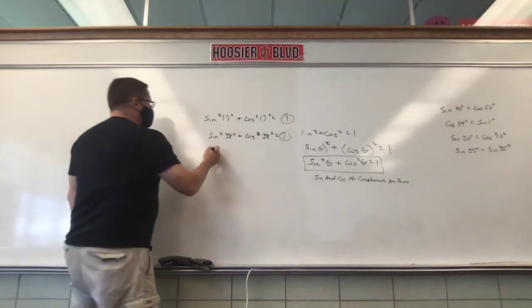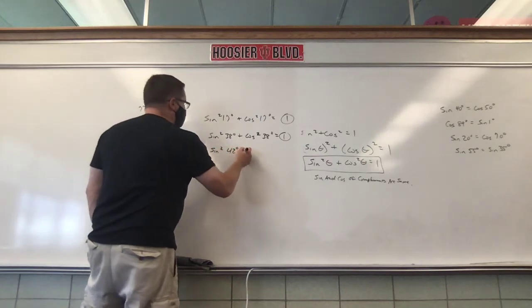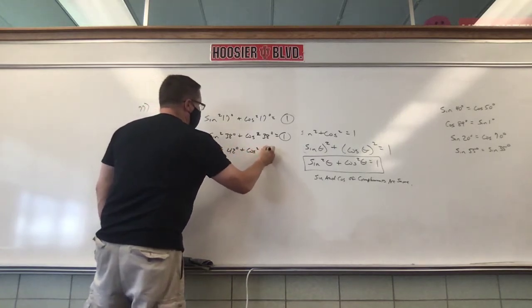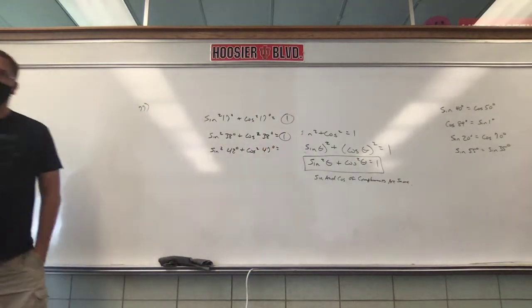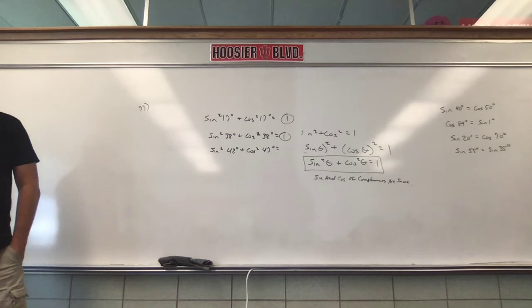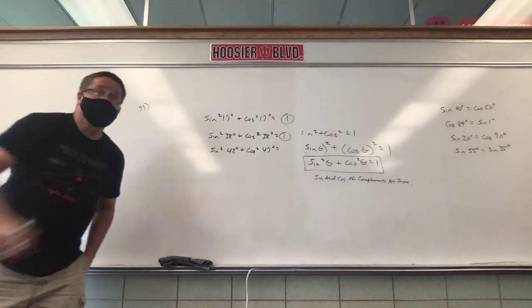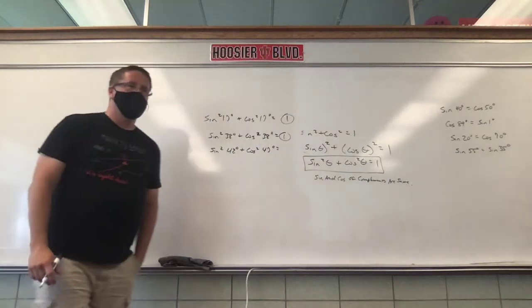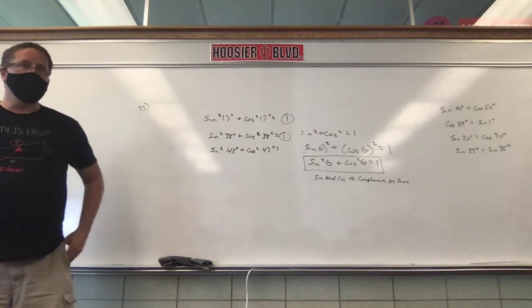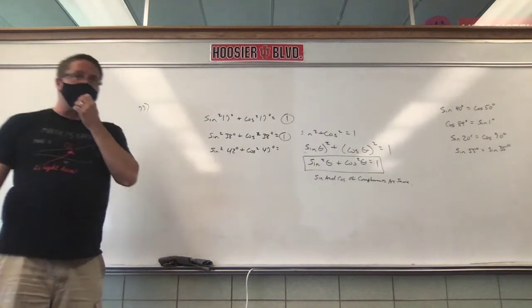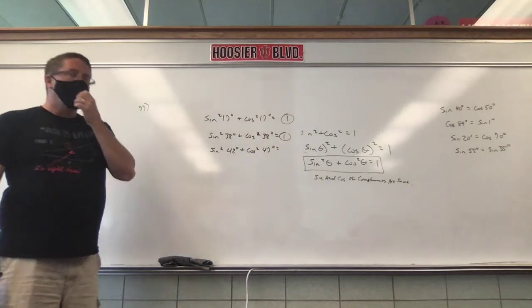How about this? Sine squared of 42 degrees plus the cosine squared of 47 degrees. What's that equal to? You tell me. Nobody's got it? Okay, I don't know either, but I can tell you something. You're thinking too hard. It's not 1. Why? It's not 1 because the angles are not the same. Very good, that's what I was looking for. I don't know what it is, but it's not 1 because the angles are different.